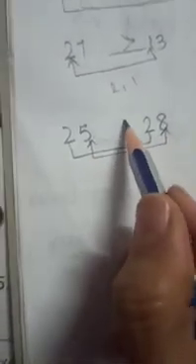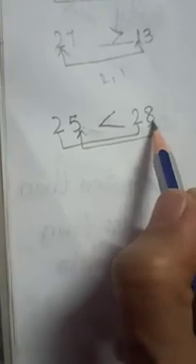Let's do one less than problem. 25 and 28. Children, on both sides on the tens place we have 2. Let's compare the ones place numbers. So from 5 and 8, 8 is the biggest. So the open mouth should come towards the number 28.